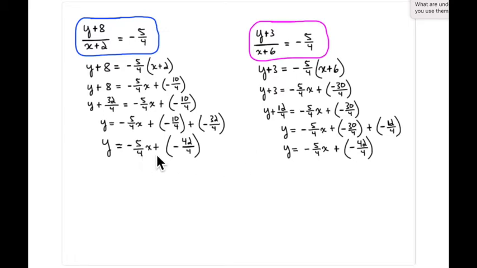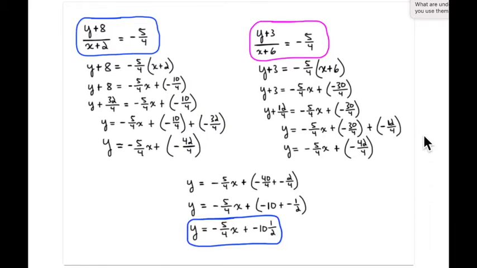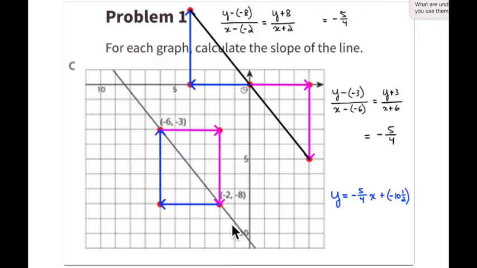y equals a negative 5/4 x plus a negative 42/4. One of the tricky parts is to realize that 8 is the same as 32/4, and 3 is the same as 12/4. Other than that, everything else I think you can work through fairly well. And you end up in the same place. So from this point to the end, it's the same for both equations. So I'll leave this here for you to check your work as you work through this equation right here and this equation right here to get to this final form right here.